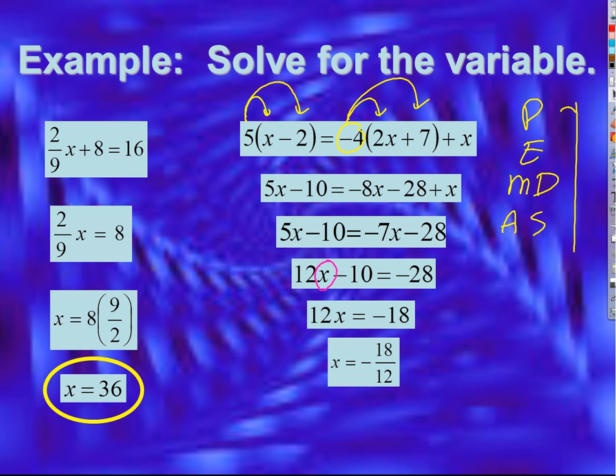What's the biggest number that divides into both 12 and 18? 6 does, doesn't it? So how many times does 6 go into 18? 3 goes into 12. So it's negative 3/2 then, right? Okay, good, good. Okay, does that make sense?